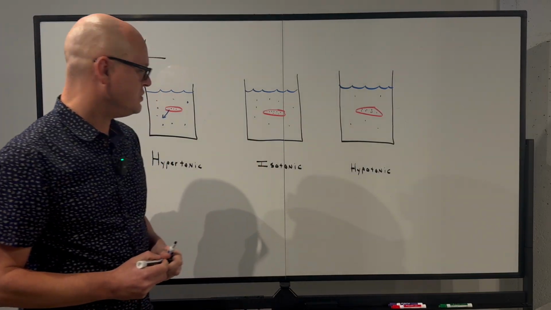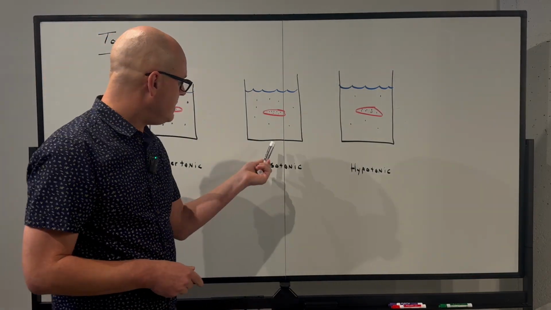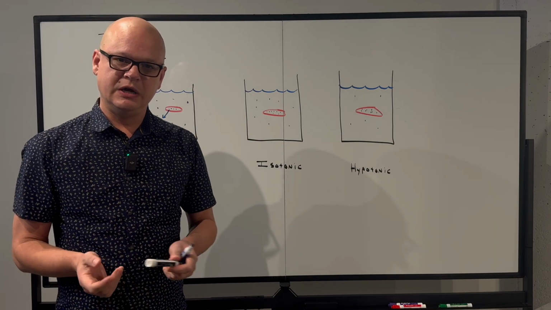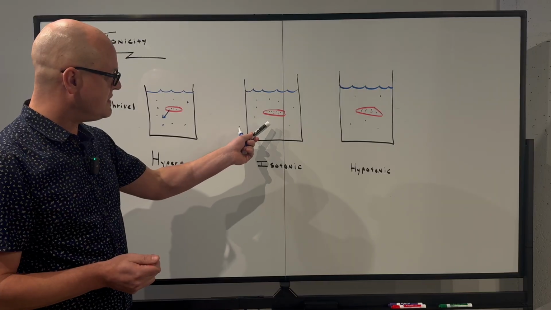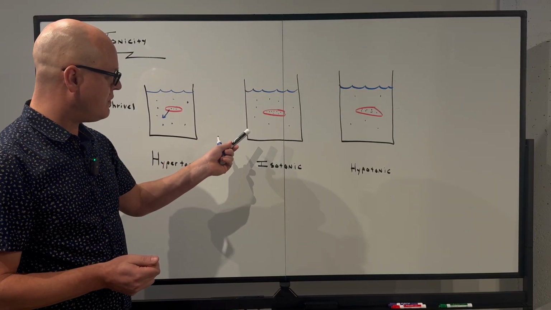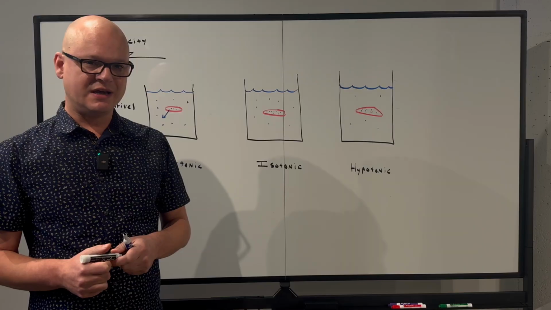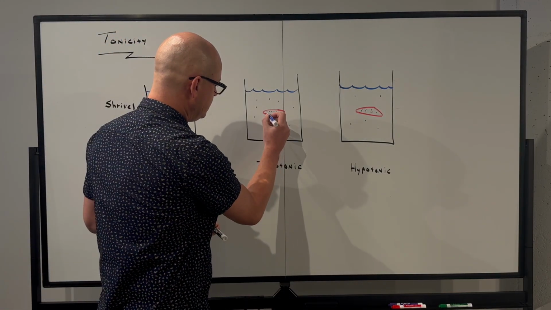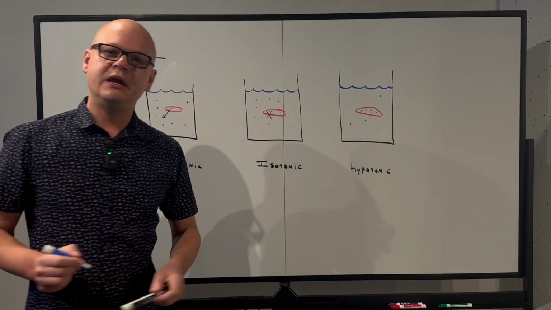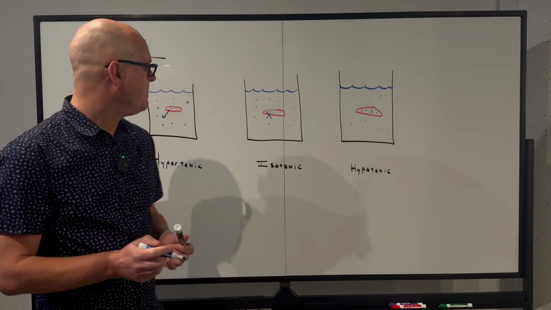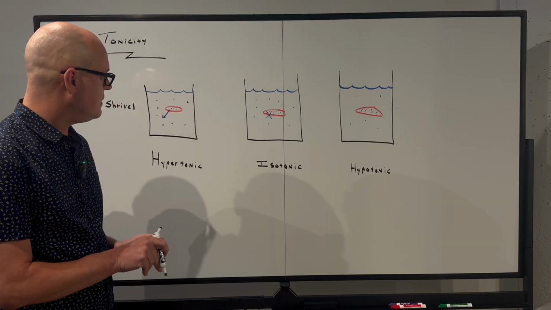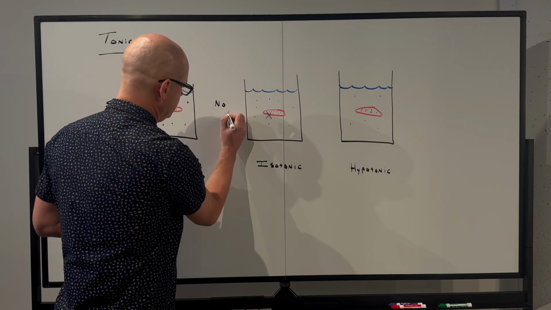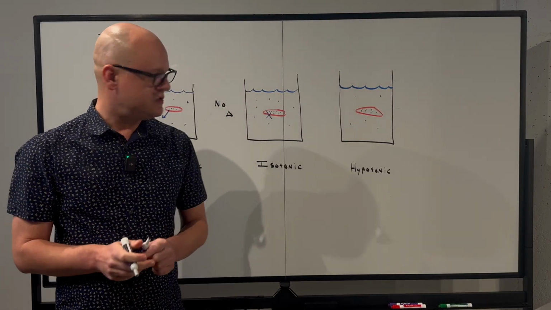For the isotonic solution, this would be physiological saline, for example, is an isotonic solution. And because we have the same concentration of solute surrounding the cell as we have inside of the cell, there's going to be no net movement of water either inside or outside of the cell. And so that RBC is going to remain unchanged. So no change. Delta symbol indicating change there.